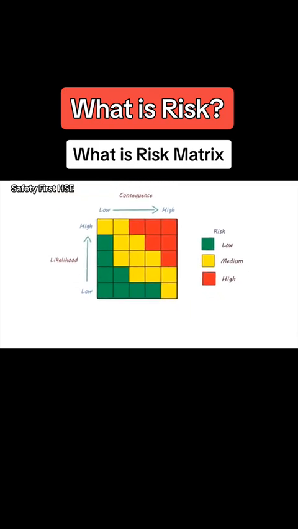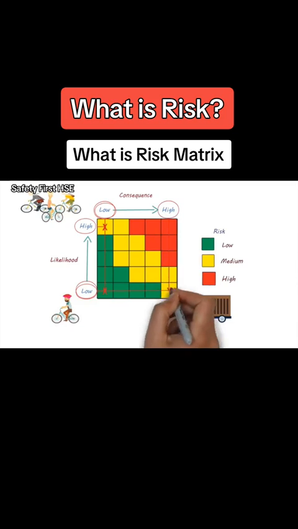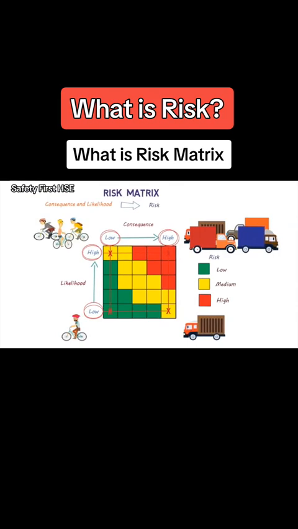In the scenario in which there are bikes traveling very infrequently, the likelihood is low and the consequence is low. Therefore, the overall risk is low. When there are more bikes, the likelihood is high, but the consequence is still low, and therefore the overall risk is medium. Let's consider the truck now. In the scenario where trucks are infrequent, the likelihood of a crash is low, but the consequence is high. The overall risk is medium. And if it's a busy truck route, the likelihood and consequence are both high, and therefore the overall risk is high.